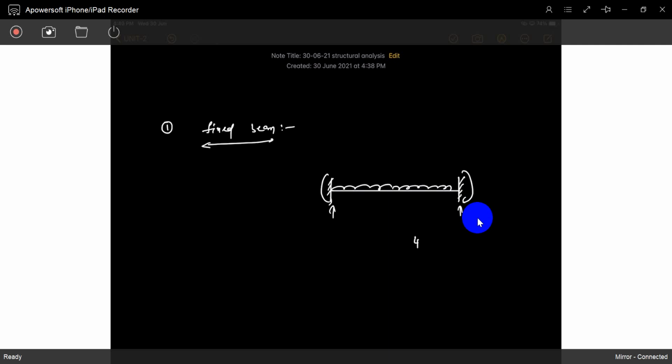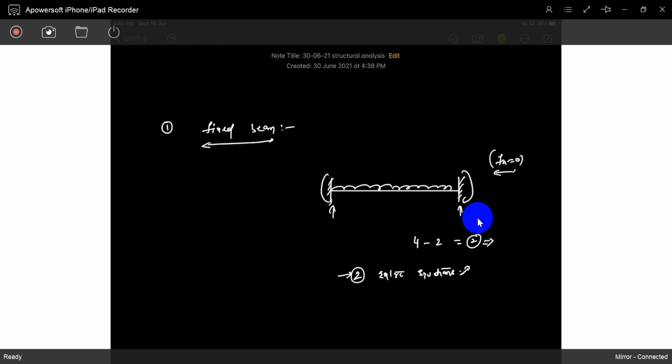What are the equilibrium equations we require? We know only two. We exclude horizontal Fx equal to 0 because only vertical load is there. So static indeterminacy is 2, and we require two extra equations. How do we get two extra equations?